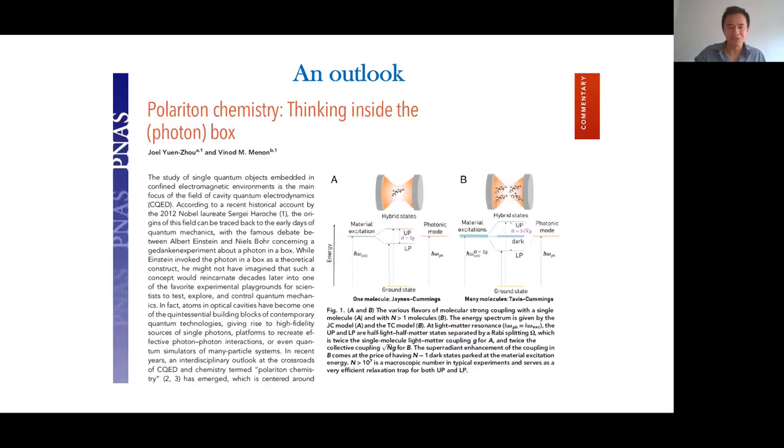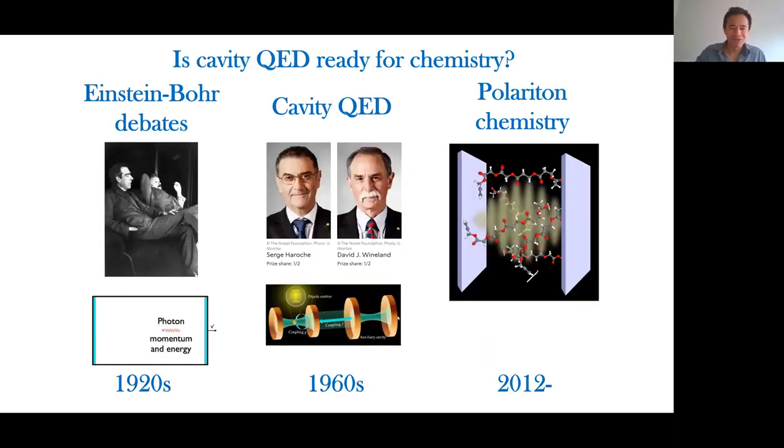And so I just want to conclude by saying that we should think inside of the photon box, because in the past, Einstein and Bohr were thinking about photons in boxes, and Haroche and Wineland got the Nobel Prize for thinking about photons in boxes. Einstein and Bohr would be very pleased to know that Haroche and Wineland were really bringing their Gedanken experiment into real life.